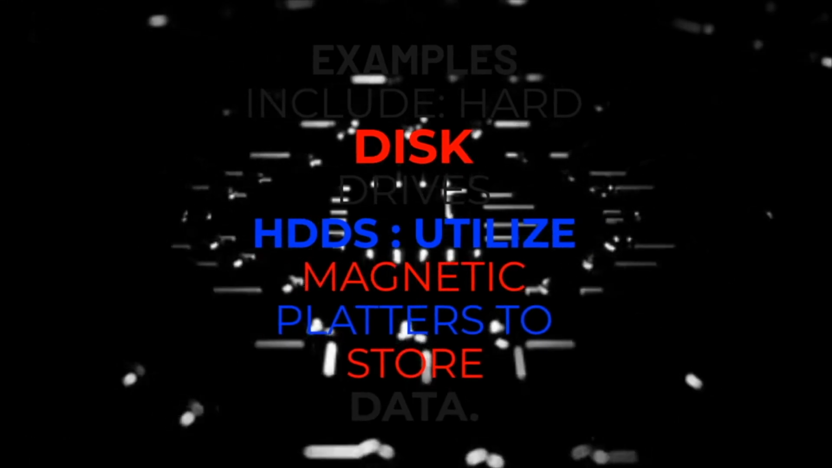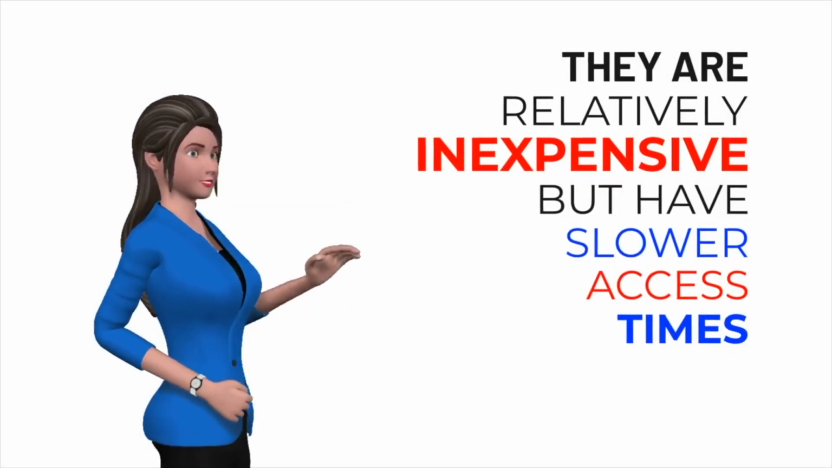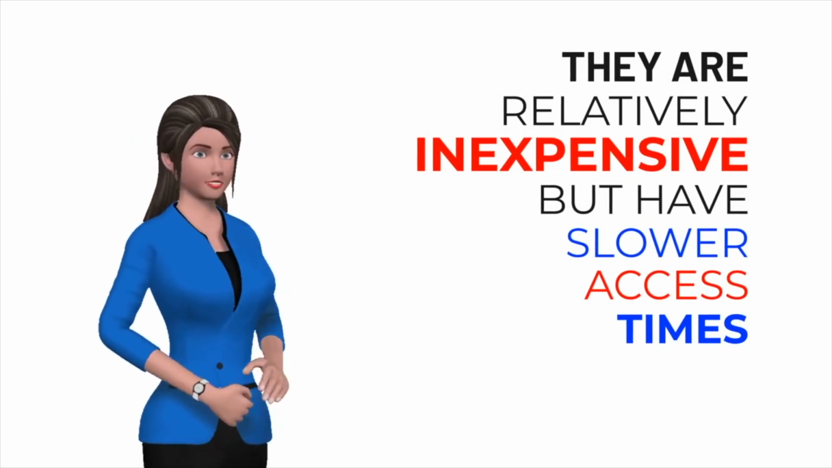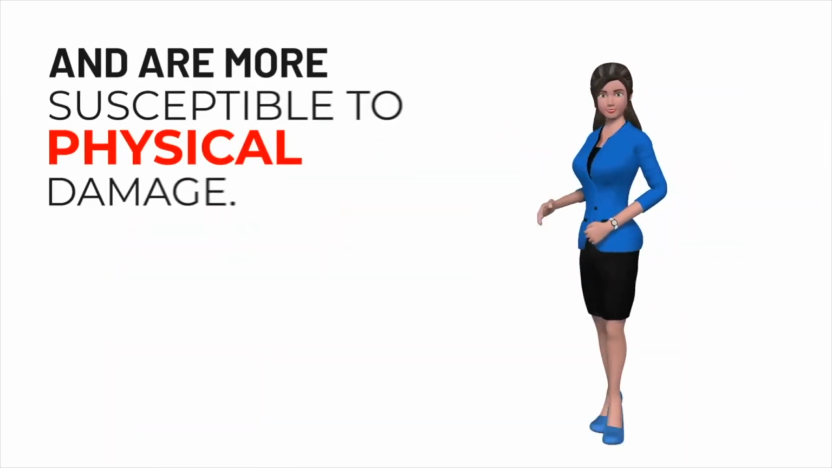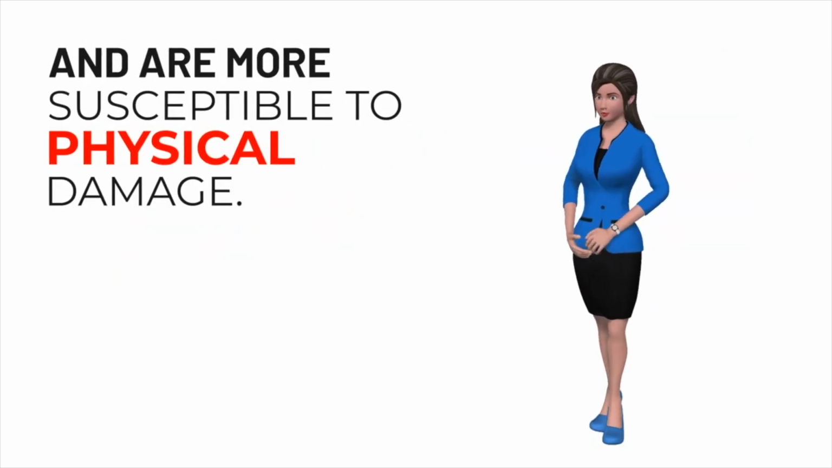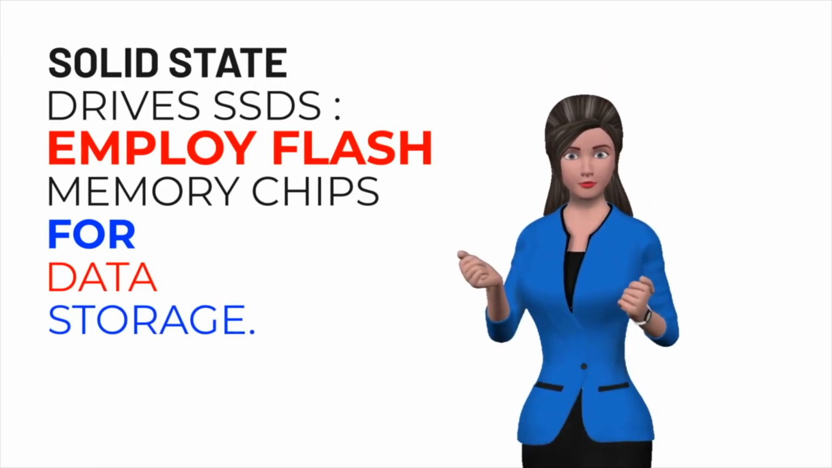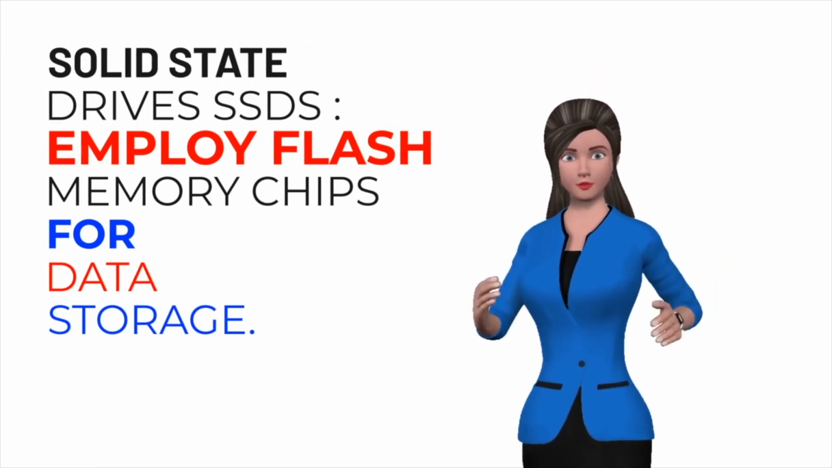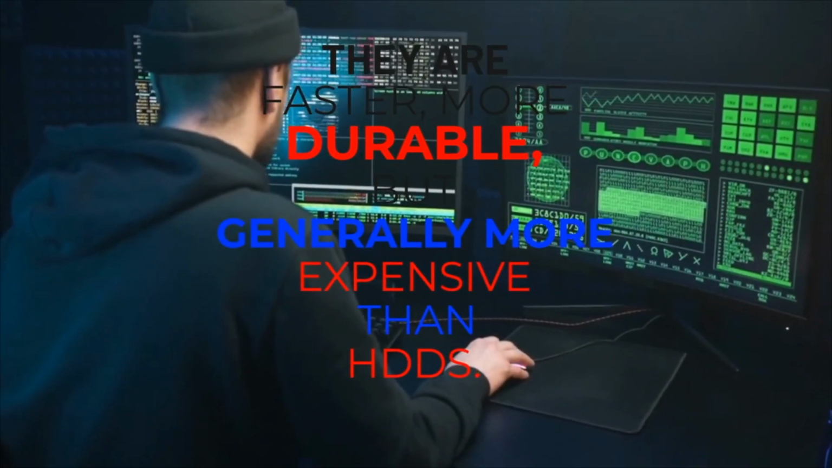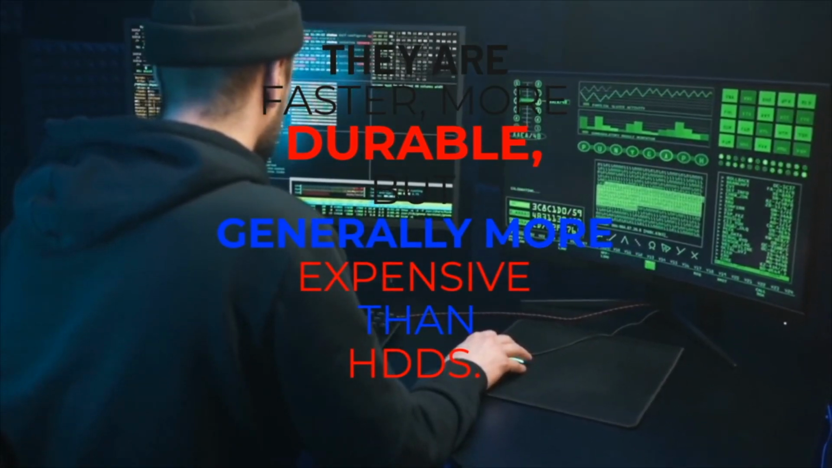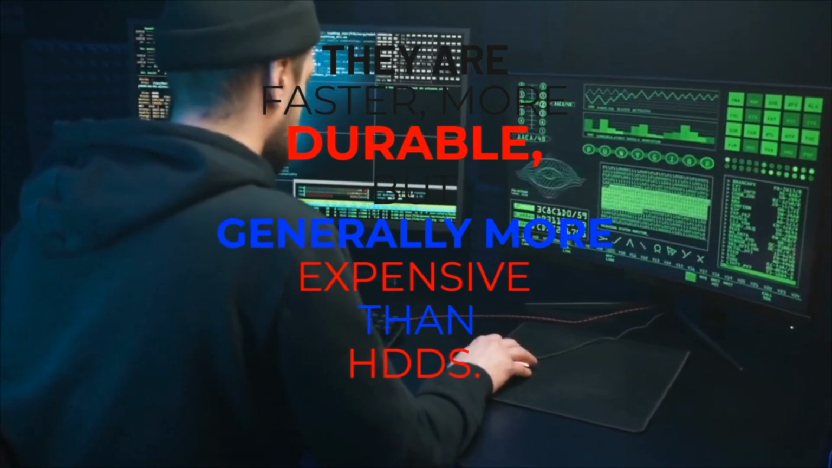Examples include hard disk drives. HDDs utilize magnetic platters to store data. They are relatively inexpensive but have slower access times and are more susceptible to physical damage. Solid-state drives: SSDs employ flash memory chips for data storage. They are faster, more durable, but generally more expensive than HDDs.